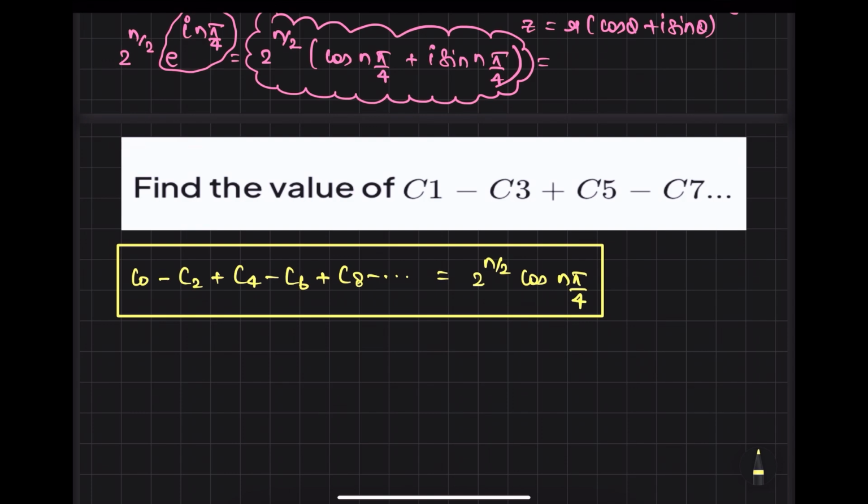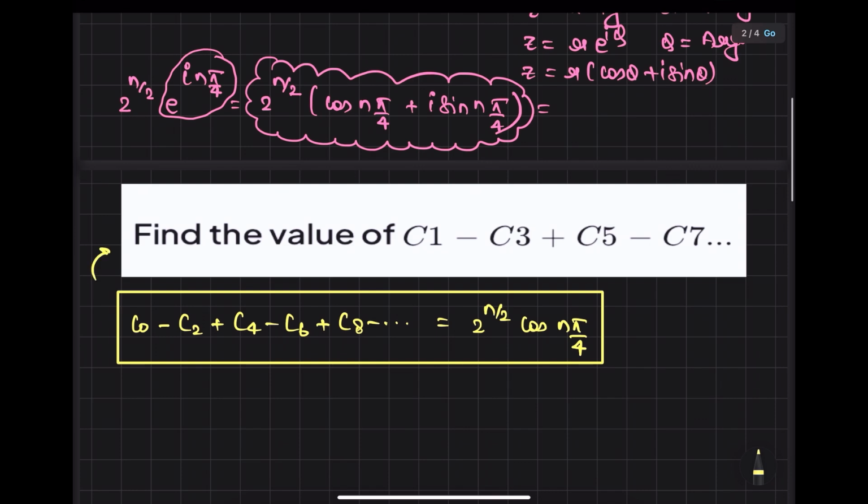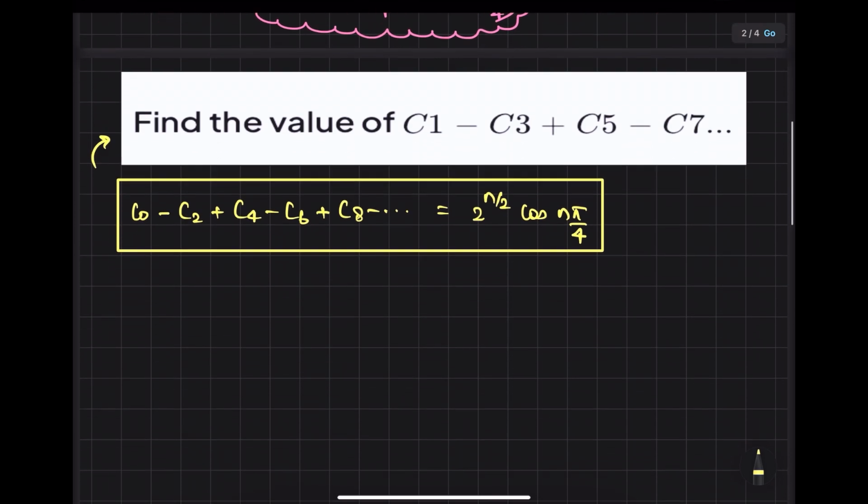Okay, now look at this question. This is C1 minus C3. They are using odd lower subscript, but signs are alternating and they are plus minus plus minus plus minus. So look at that part. Look at this. This is the next question. So in this question, these guys are interested in finding what?